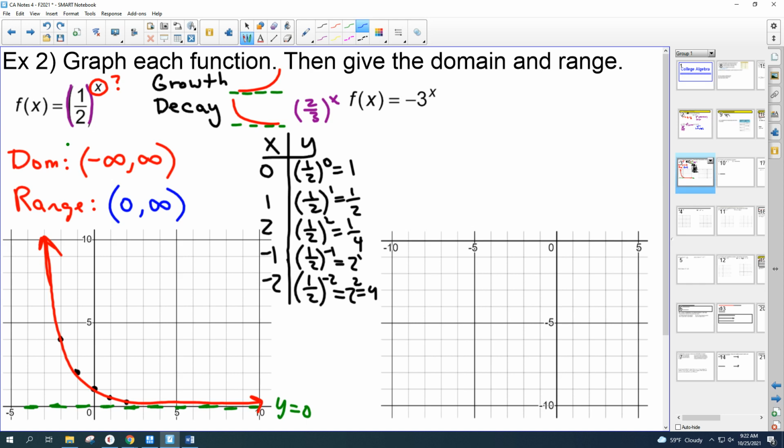You look at the next one. And the next one, since this one is a number 3, I know this is a growth problem. But that negative just tells me that it's going to be a flip. It's a growth problem, but it's going to be flipped. So instead of looking like this, it's going to be flipped and look like this. It's a growth with a flip. So I already pretty much know what it looks like. Let's just plug some numbers in so we can make sure.